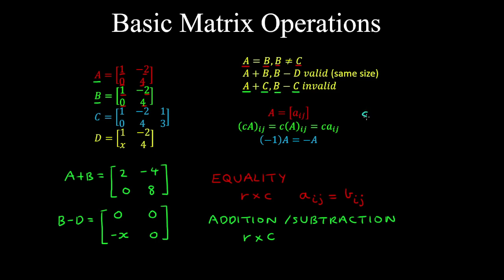Now the next basic operation is the scalar product, which is multiplying a scalar or a number by a matrix. So basically multiplying the scalar by the matrix is the same as multiplying the scalar by every entry in the matrix. So for example, 2 multiplied by A will give 2 multiplied by 1 is 2, 2 by negative 2 is negative 4, 2 by 0 is 0, and 2 by 4 is 8.